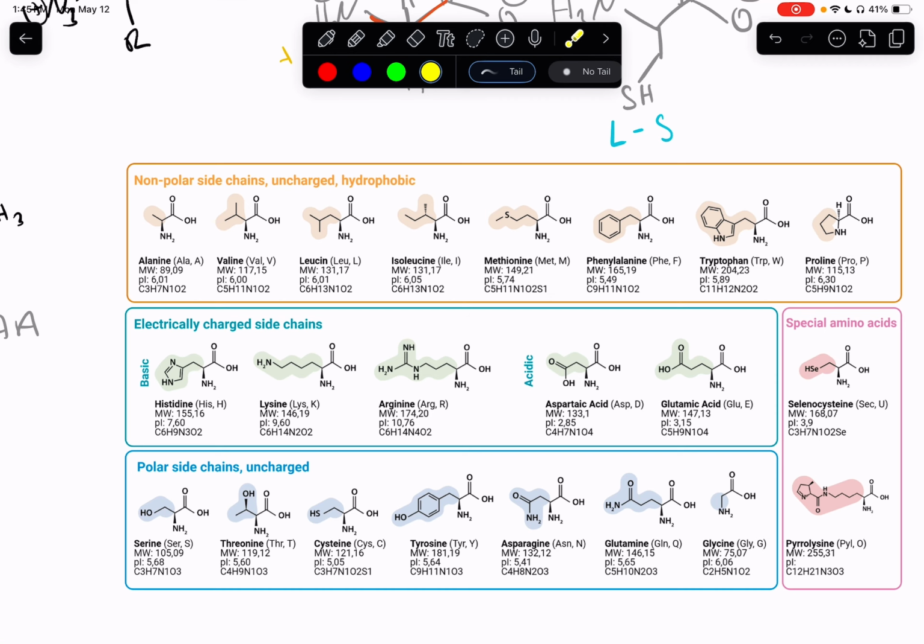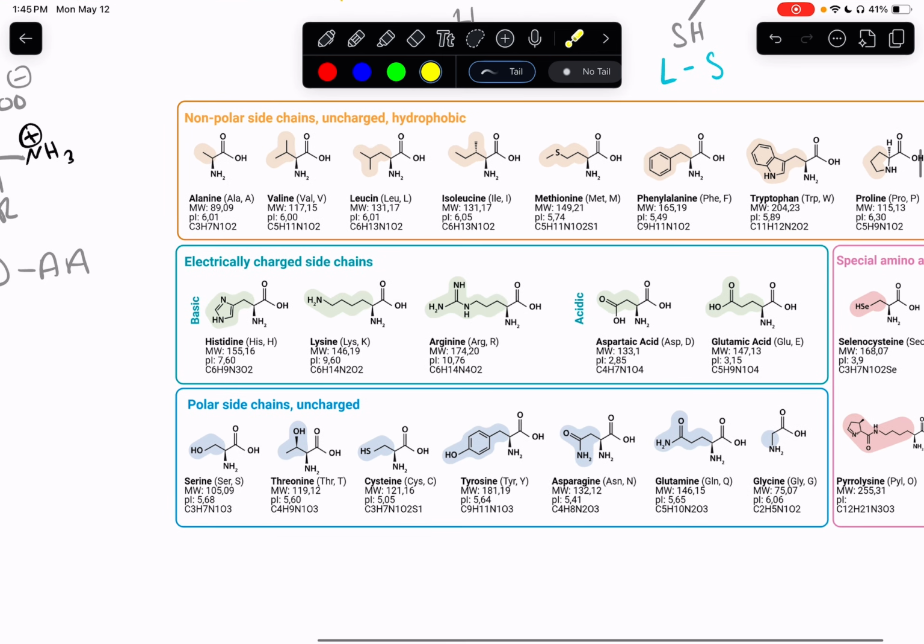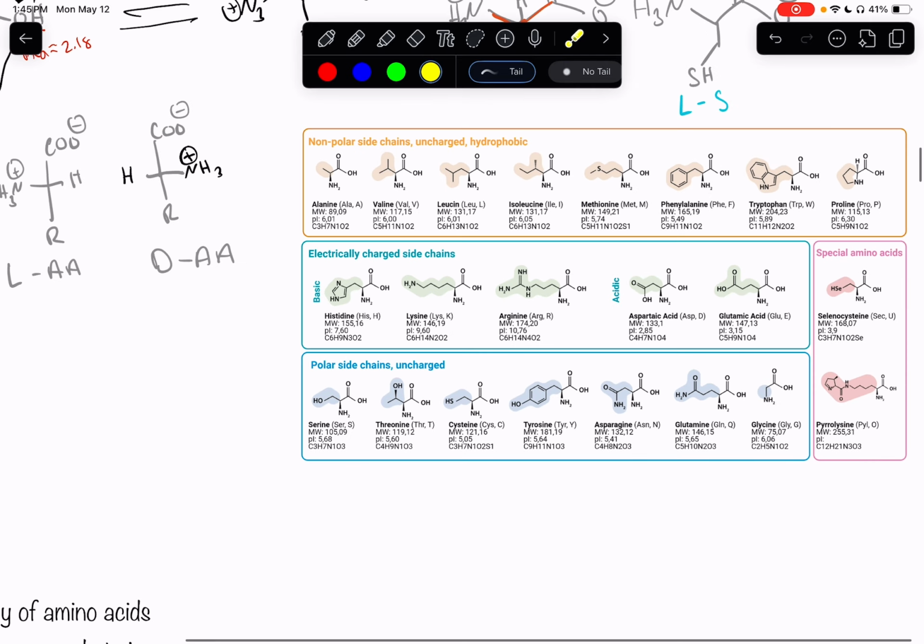In terms of this, you're not going to see a lot. If you're going for the 528, then yeah, you should know that. But other than that, it's not too important. You should know which ones are electrically charged and which ones are polar. You don't really need to know the pKas exactly, but you should get a rough estimate of how acidic all of these are, because that's going to change the reactivity.